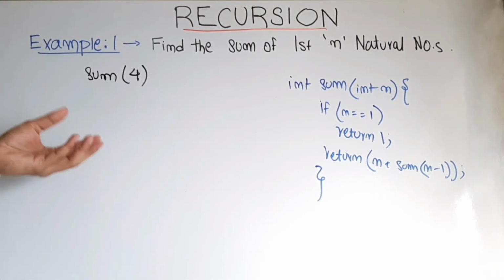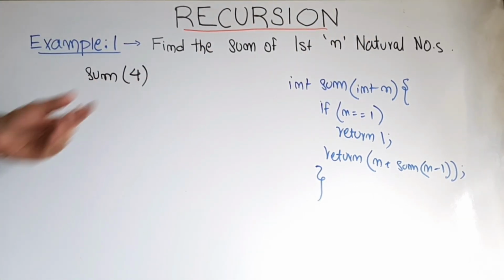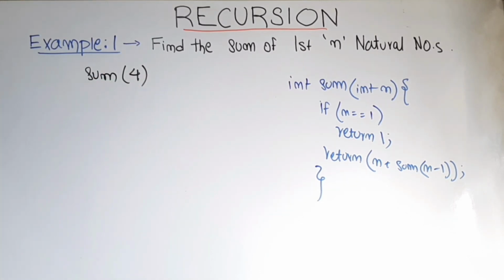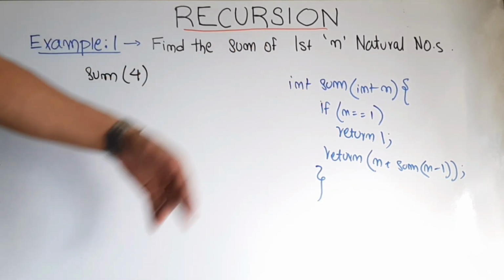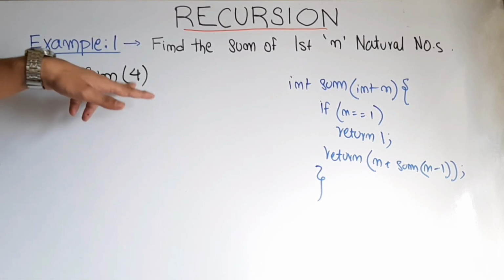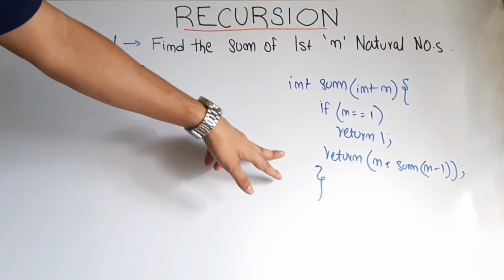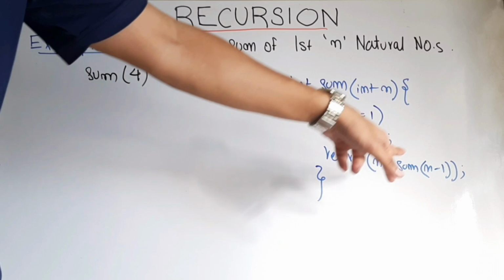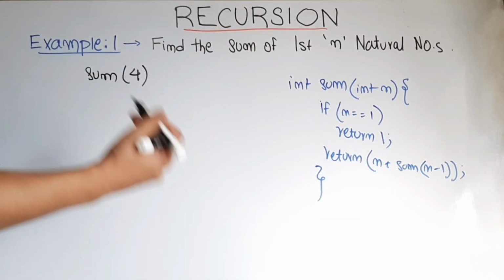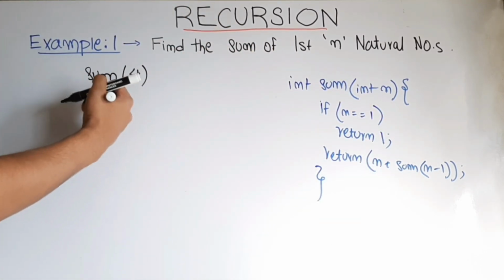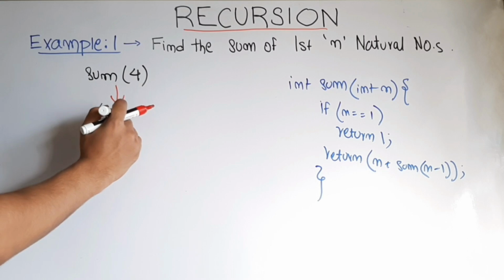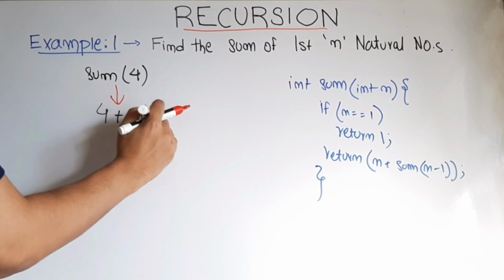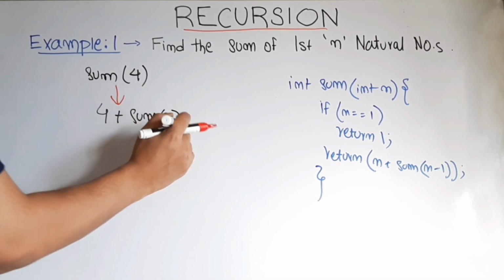So what happens after we pass n equal to 4 into the function? First thing we do inside the function is we check whether n is equal to 1. If n is equal to 1, we return 1. But according to our input, n is equal to 4. So we move into the next line. And what do we return? n plus sum of n minus 1. So according to our input, the function will return 4 plus sum of 3.